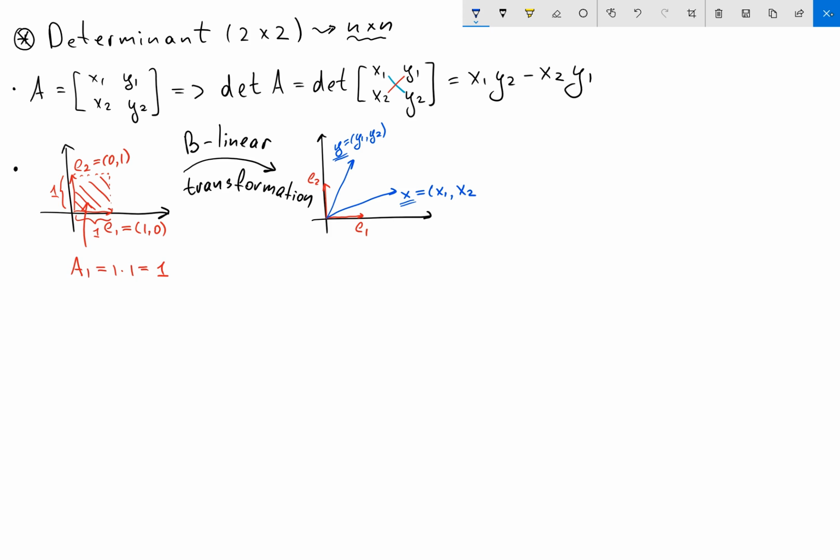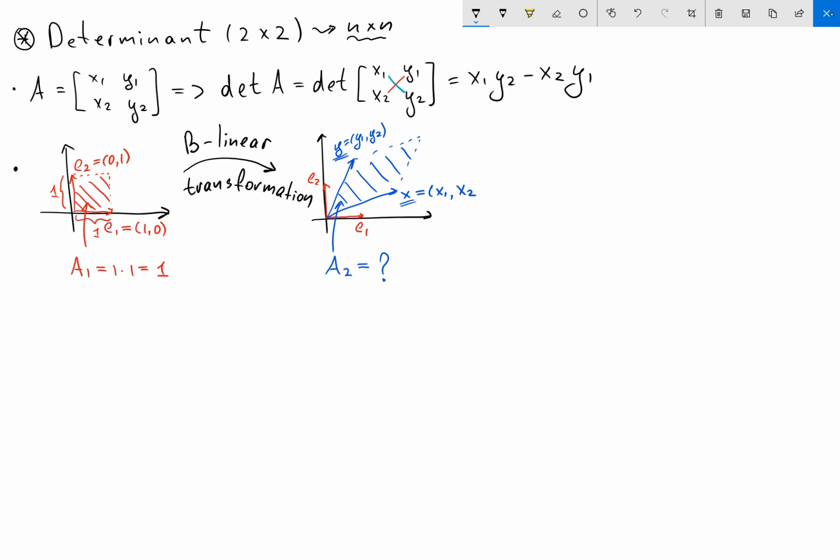When we have these two vectors, we can see that the original square got deformed into a parallelogram. We're going to get the following parallelogram. And we can find the area of our parallelogram. Let's say that our area is equal to A2. But we don't know what our area is, so our goal is to find out what it is.